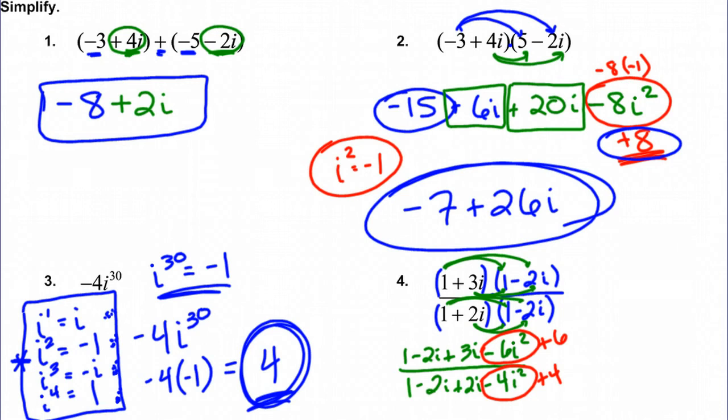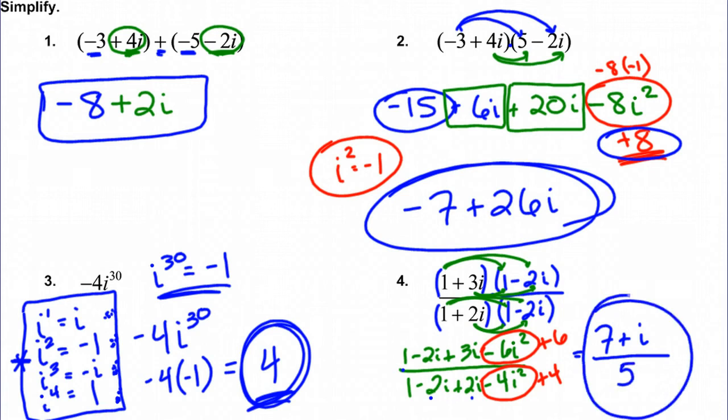So what we have when we collect our like terms is we have 1 and 6 go together to make 7 on the top, and then -2i and 3i make i, or 1i. And on the bottom, the -2i and the positive 2i will actually cancel each other out, and they're gone. So we have 1 plus 4, which becomes 5, and we finish this out with 7 plus i over 5. And that is what we get simplified out of that fraction.